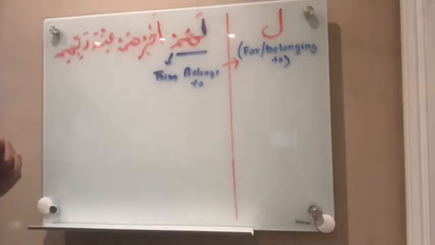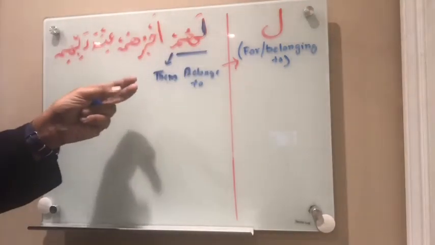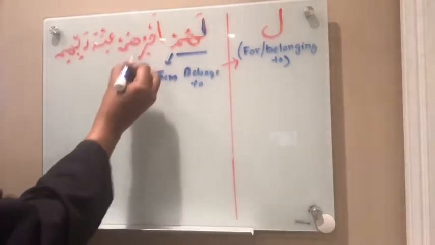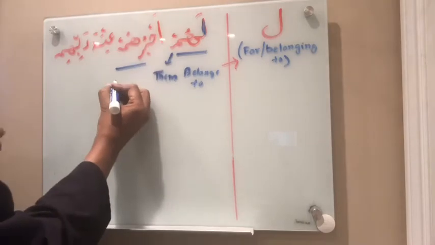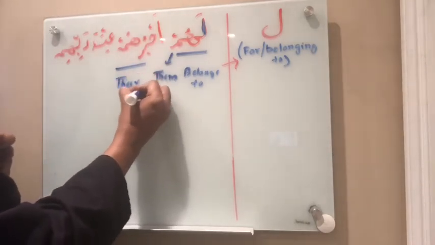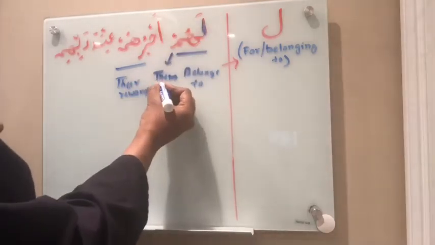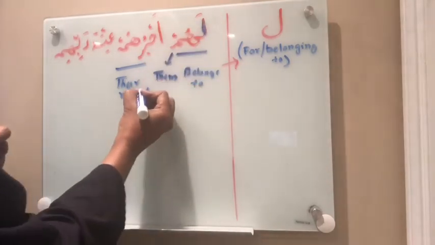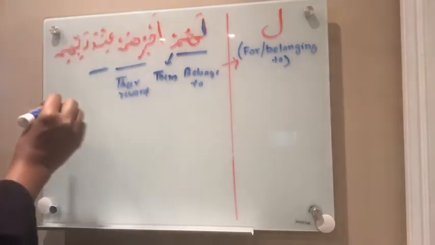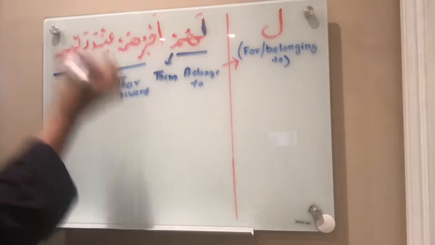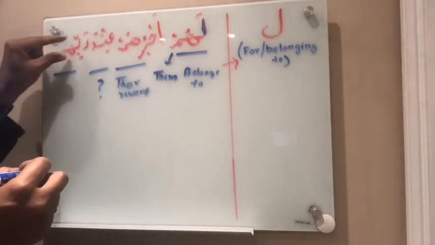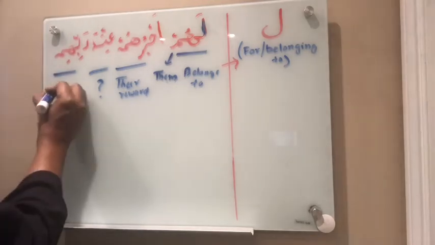Lahum ajruhum. Right? So the complete meaning would be for them reward. Ajr means reward. Hum, their reward. Belongs to them, their reward. Inda, we're going to talk about inda. Let's leave it for now. Rabbihim. Rabb means Lord. Again, him at the end points to them, their Lord.